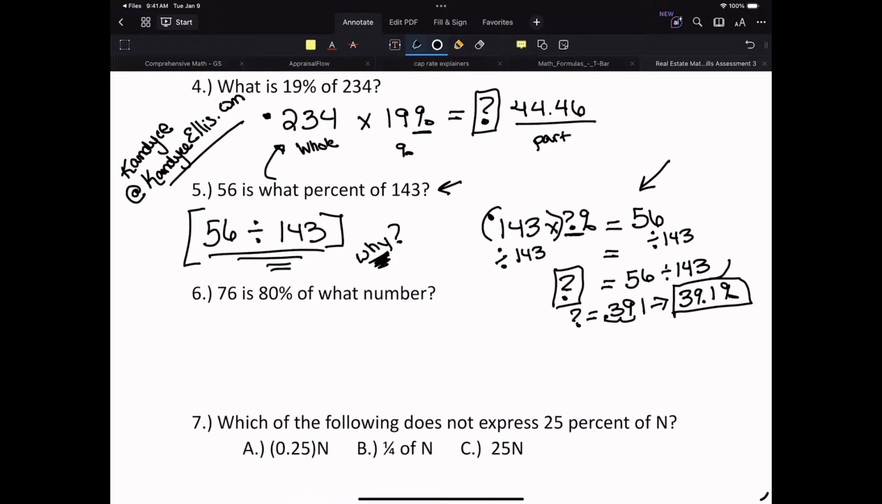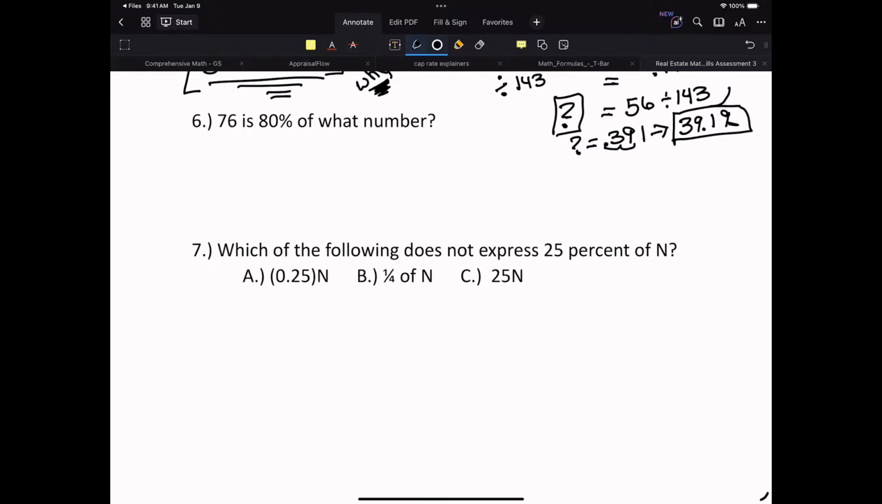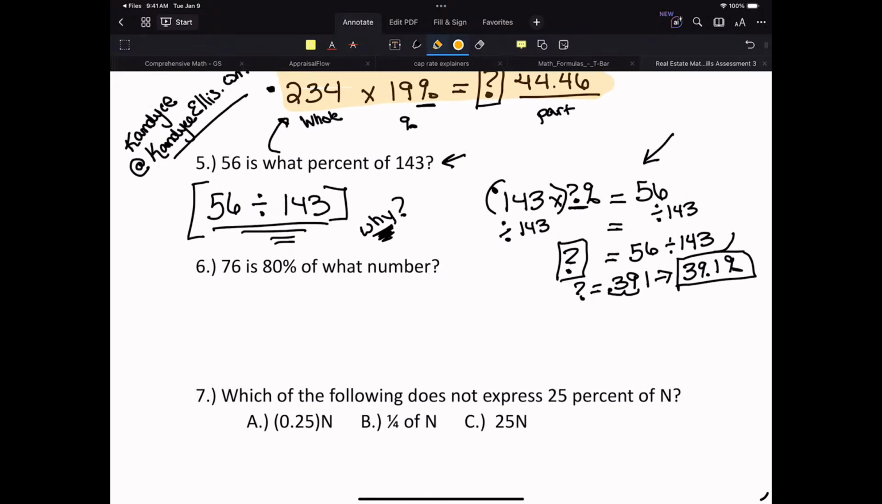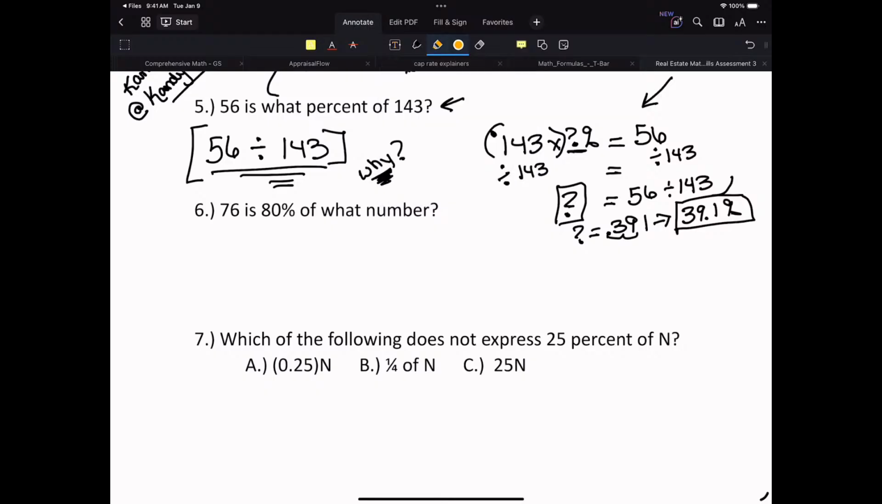All right, let's move on to number 6. 76 is 80% of what number? Well, again, this is going to feel similar to this one. You have a part, you have a rate, you have a whole. What I mean by that is, if you take a whole, you multiply it by a rate, you'll get a part.